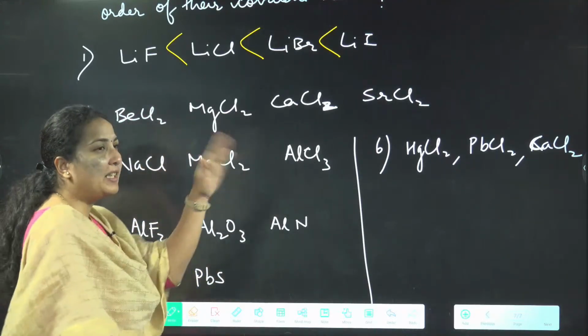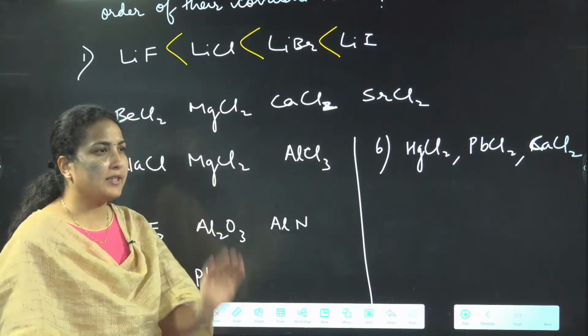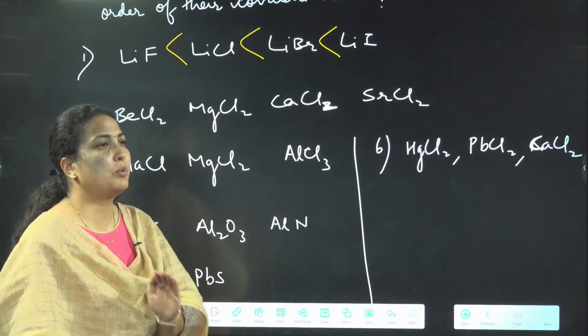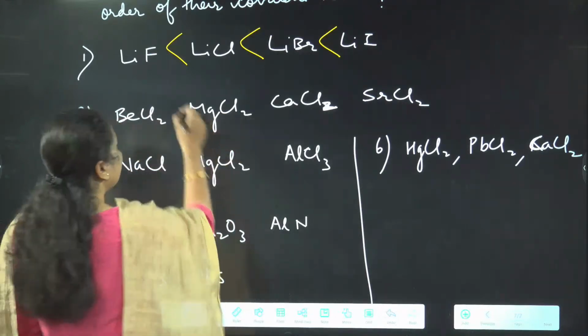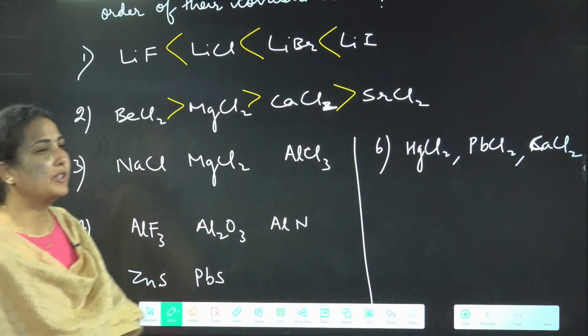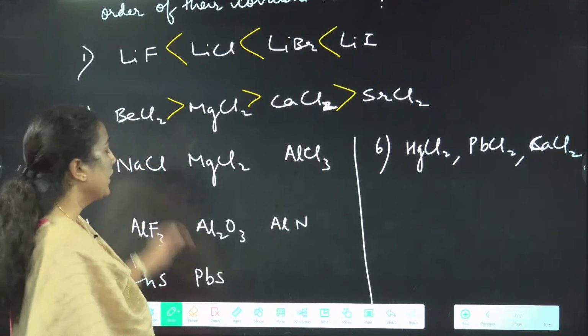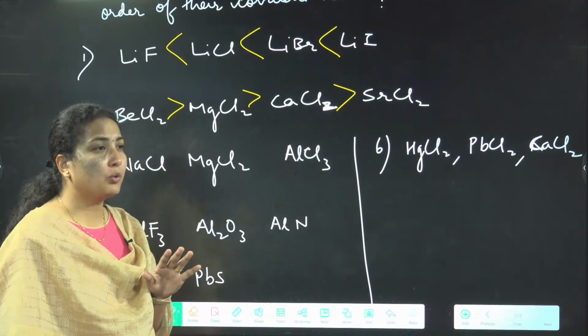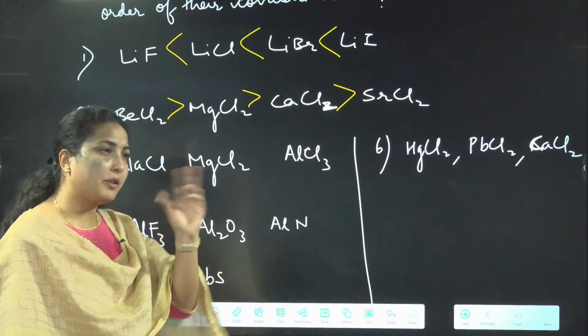In the other case, the anion is fixed. What is happening to the cation size? Be2+, Mg2+, Ca2+ and Sr2+. The size of the cation increases, polarization decreases and hence the covalent character decreases. Now the examiner can also ask you about ionic nature also. So it will be the reverse order.